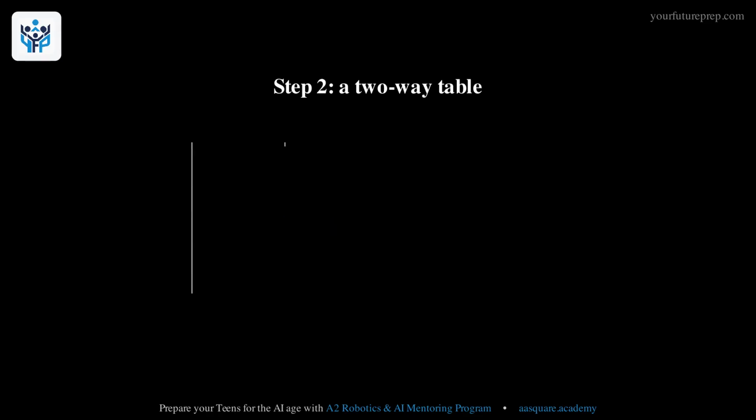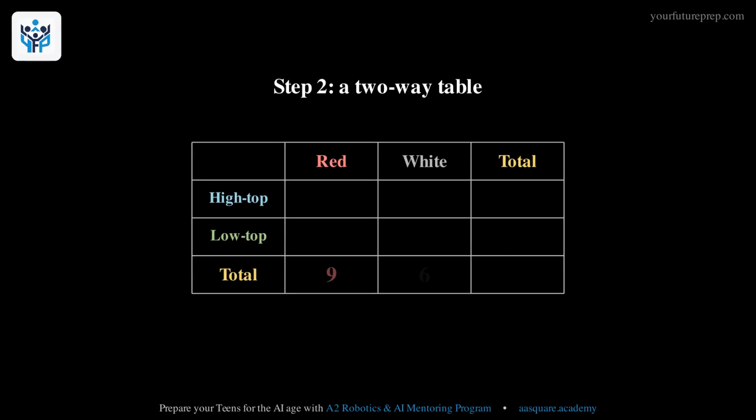Now organize this in a two-way table. The columns are red and white. The rows are high top and low top. The red column adds to 9. White adds to 6. The high top row adds to 10. And the low top row adds to 5.